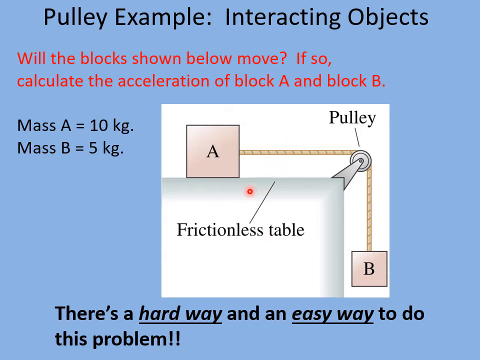We're told that the mass of A is 10 kilograms and the mass of B is 5 kilograms. And so the question is, will the blocks shown below move? That's the first question. And if so, calculate the acceleration of block A and block B. All right, so to do this problem, there is definitely a hard way and an easy way to do this problem.